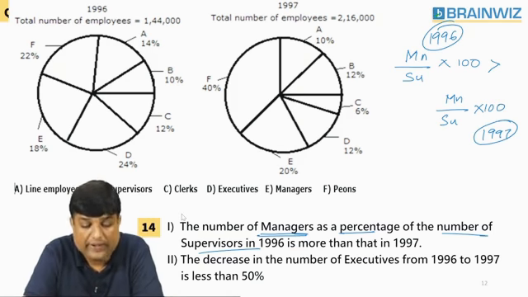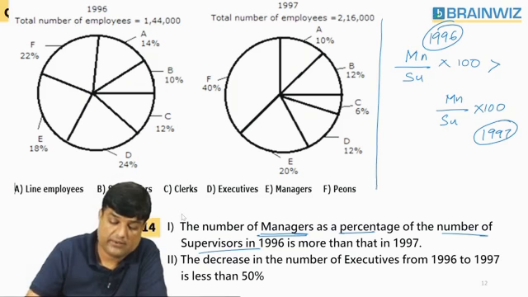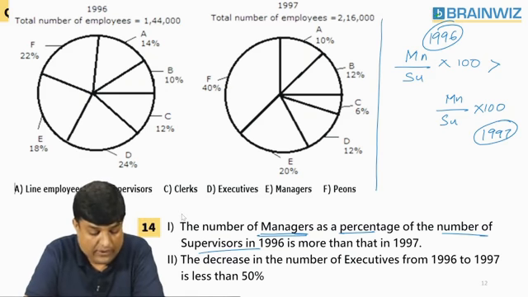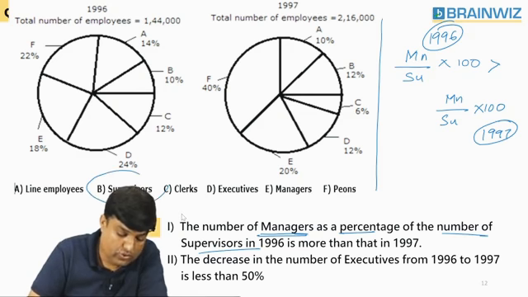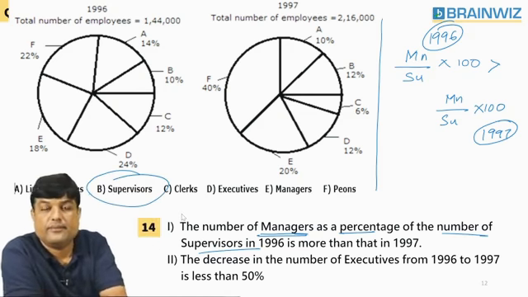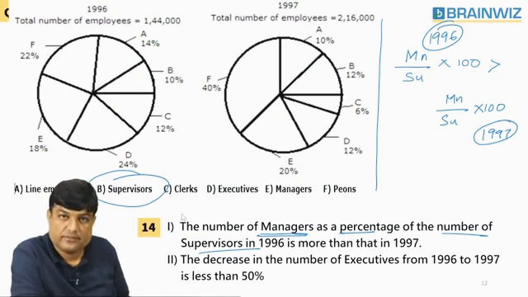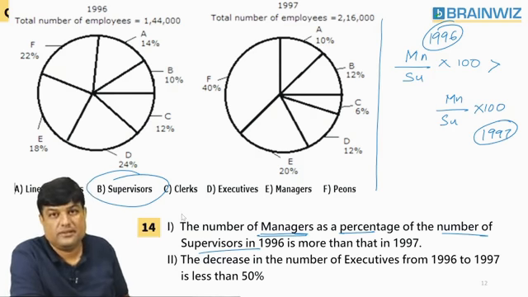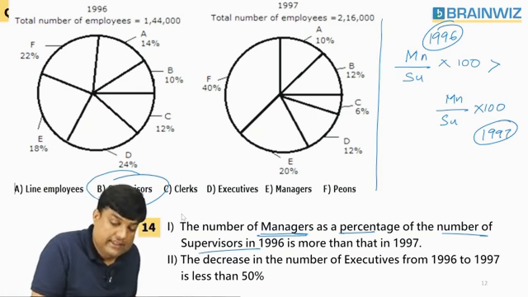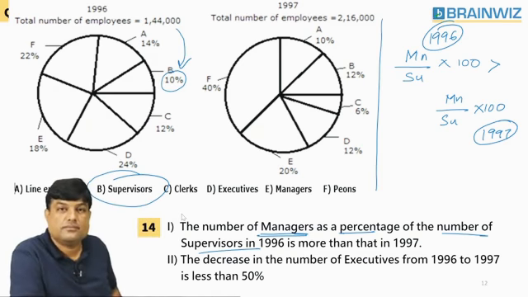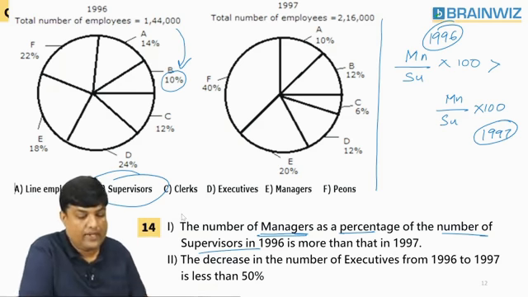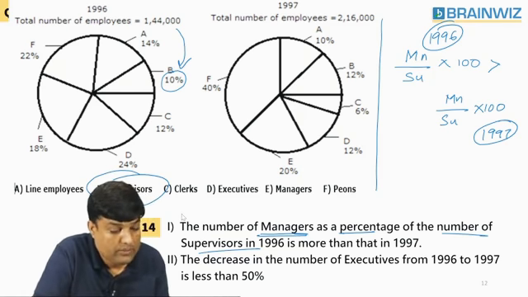Guys, here we should not find out everything he has given you. Just try to forget all these things. First, if I ask you how many supervisors there are in the year 1996, B stands for supervisors. Are you understanding, everybody? B stands for supervisors. So this is 10% of this thing. Do you have any idea what is 10% of this thing? So 10%. How will we know the percentage of managers?